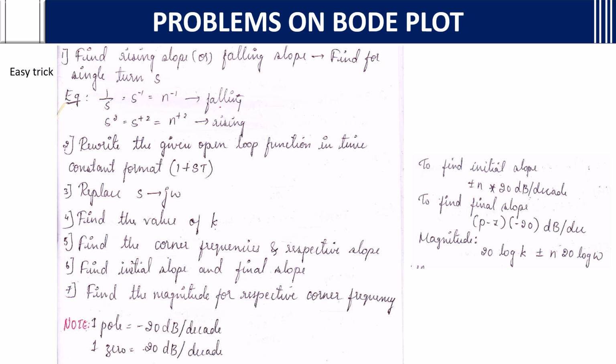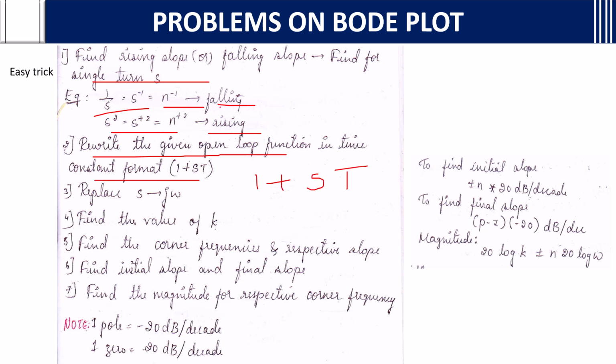They are in terms of steps which you should follow while drawing a Bode plot. That is, find the rising slope or falling slope for the single term S. For example, if it is 1 by S, S to the power minus 1, it means falling. If it is S square, it is plus 2, so it is rising. Then rewrite the given open loop function in time constant form, that is, 1 plus sT form. Then replace S by j omega.